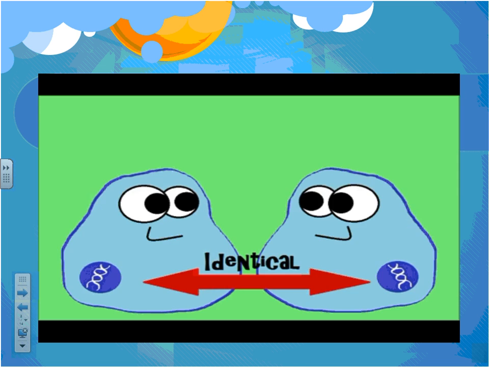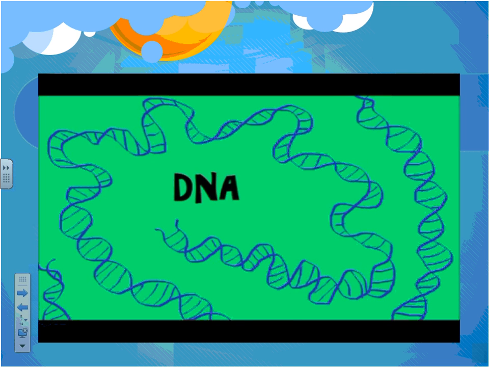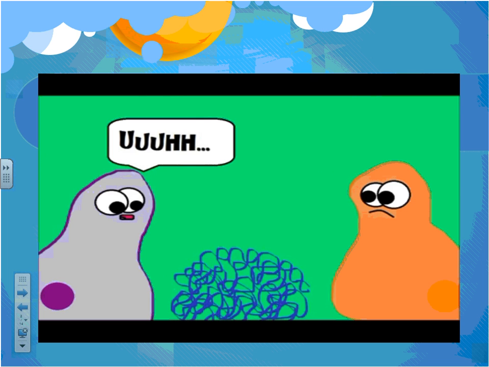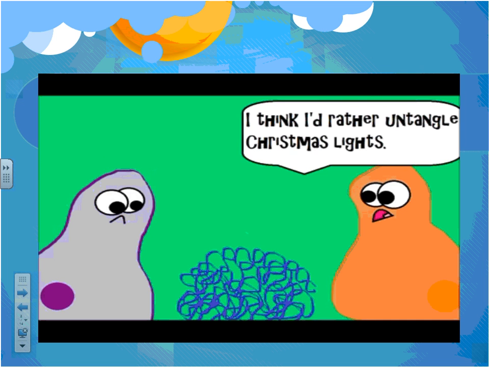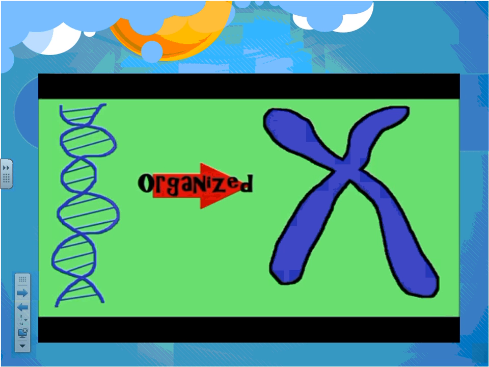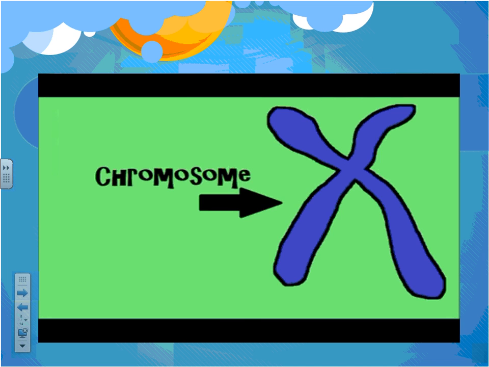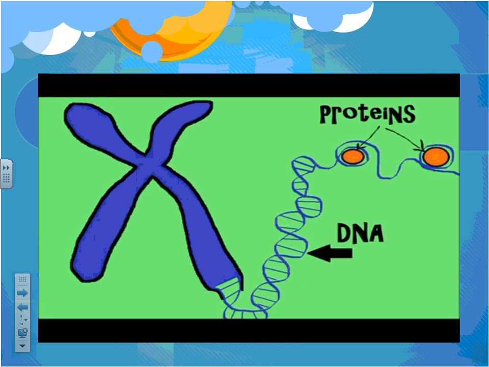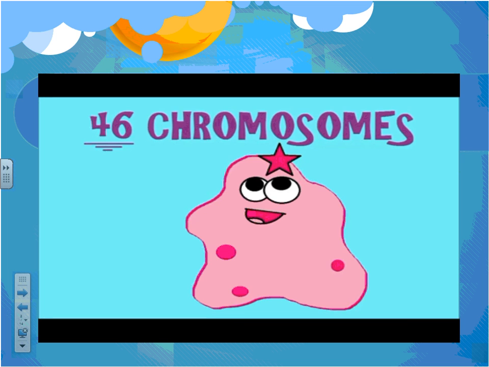Very important. The problem is you've got a lot of DNA, and we've got to get that DNA into the new cells using mitosis. So there has to be a better way to organize that DNA. Like that DNA needs to go to the container store and get organized. Well, what actually happens is that DNA can be organized into these units called chromosomes. Chromosomes are made of DNA and protein. You've probably heard before that humans have 46 chromosomes.